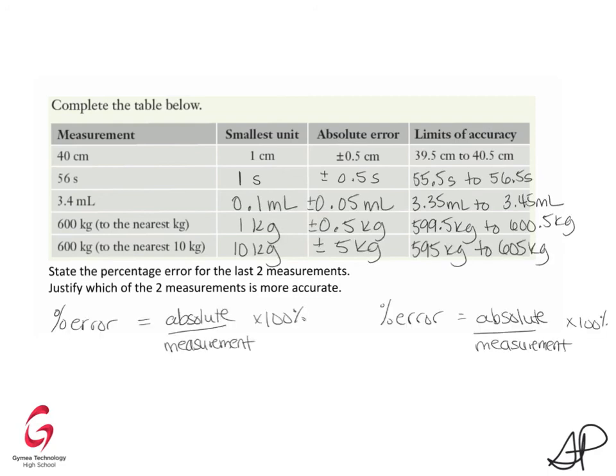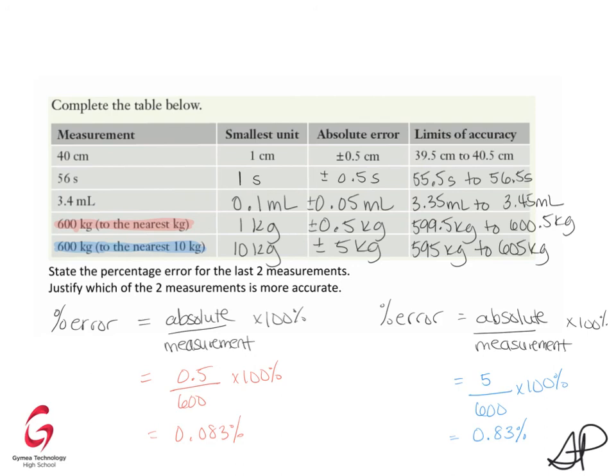So now we need to calculate the percentage error for those last two measurements. So I'm going to represent this 600 kilos to the nearest kilogram with red, and the 600 kilos to the nearest 10 kilos in blue. So when we sub in what we know into our percent error formulas, we get that 600 kilos to the nearest kilogram gives us a percent error of 0.083%. And for the 600 kilos to the nearest 10 kilos, our percent error is 0.83%.